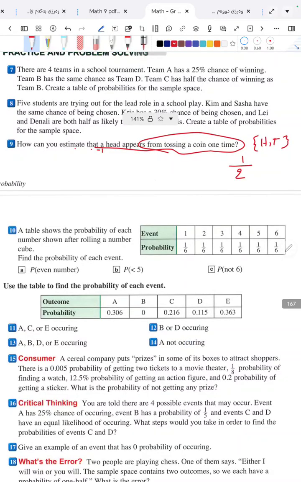Okay. Here we have a table that shows the probability of each number shown after rolling a number cube. The probability of a cube, or a dice, 1, 2, 3, 4, 5, 6. For each one, what's the probability for 2? It's 1 out of 6. Probability of 4, still 1 out of 6.